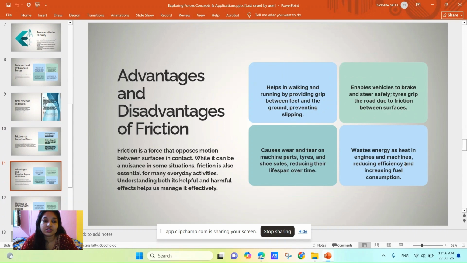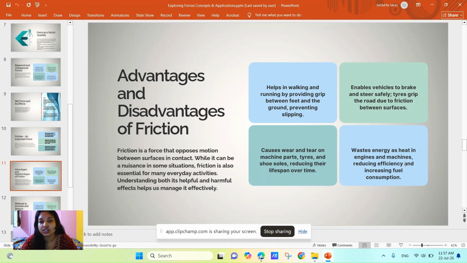Advantages and disadvantages of friction. Friction is a force that opposes motion between surfaces in contact. While it can be a nuisance in some situations, friction is also essential for many everyday activities. Understanding both its helpful and harmful effects helps us manage it effectively.